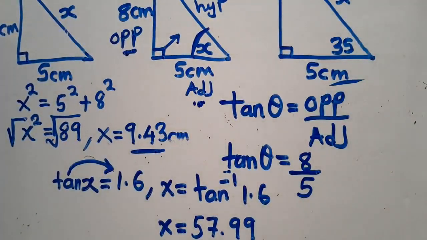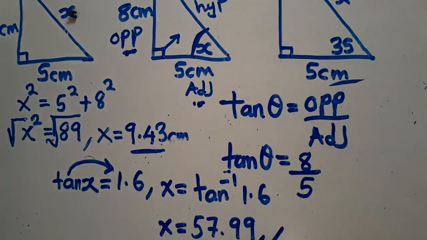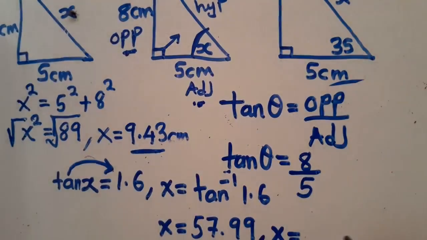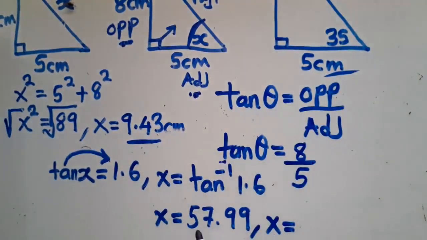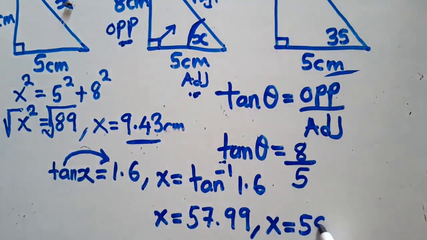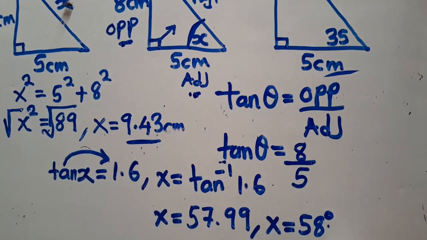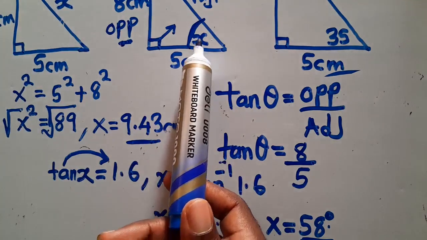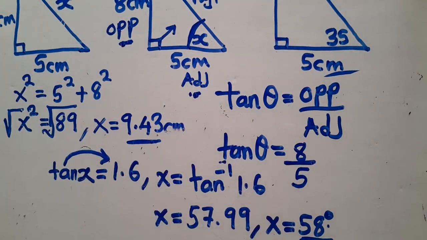If you round it off, the answer that you need to find here is just 58 degrees. This is your answer. If you round off to the nearest whole number here, you get 58 degrees. So the x which is there is 58 degrees. And I believe we've done this. We don't need to struggle. This is what we've done.